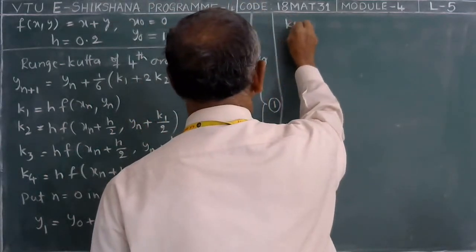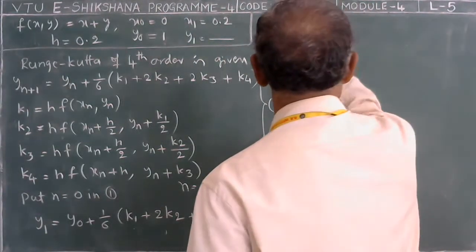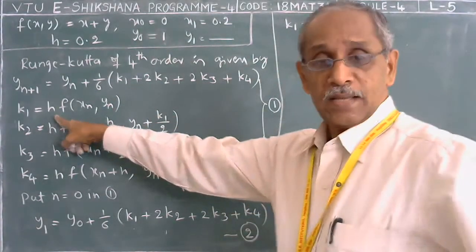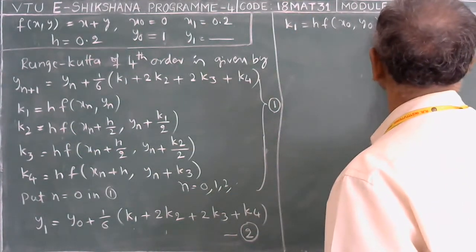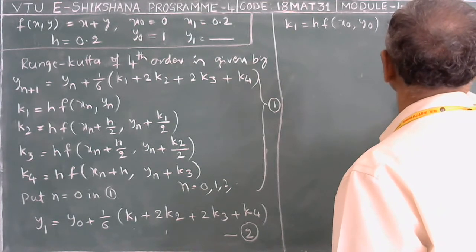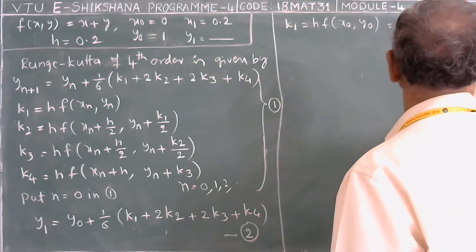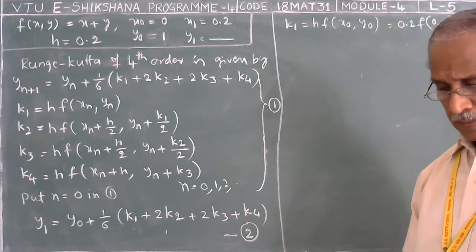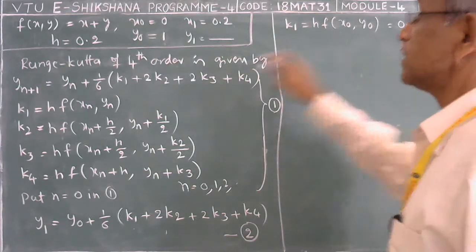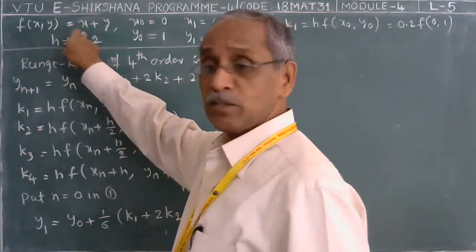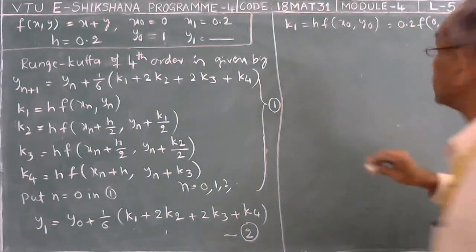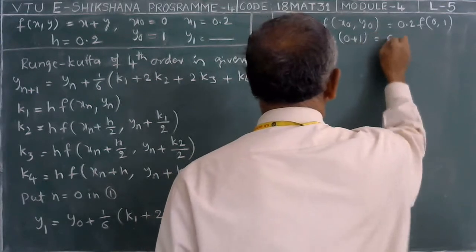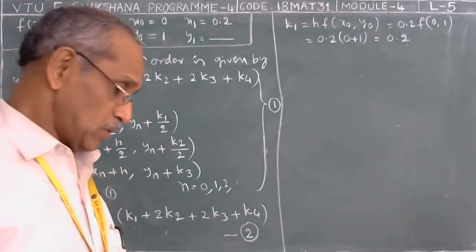Very simple. So k1, what is k1 when n is equal to 0? K1 is h into f of x0 comma y0. What is h? H is 0.2, into f of x0, which is 0, y0 is 1. Now what is the definition? F of x comma y is x plus y. F of 0 comma 1 is 0 plus 1. So this is equal to 0.2 into 0 plus 1, which is 0.2. You can clearly see k1 is 0.2.